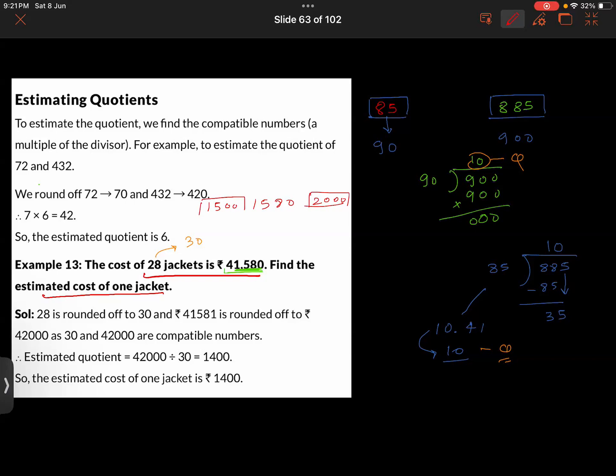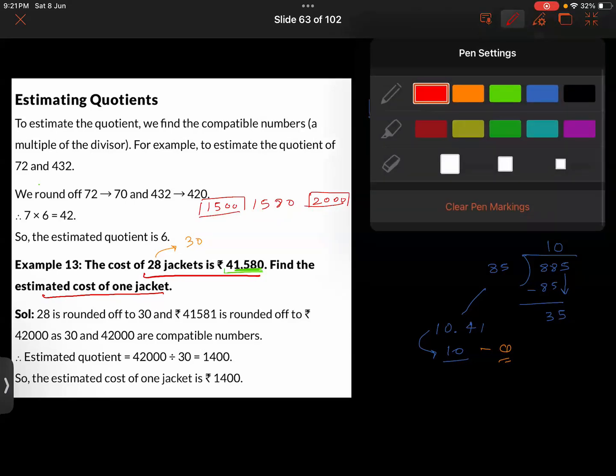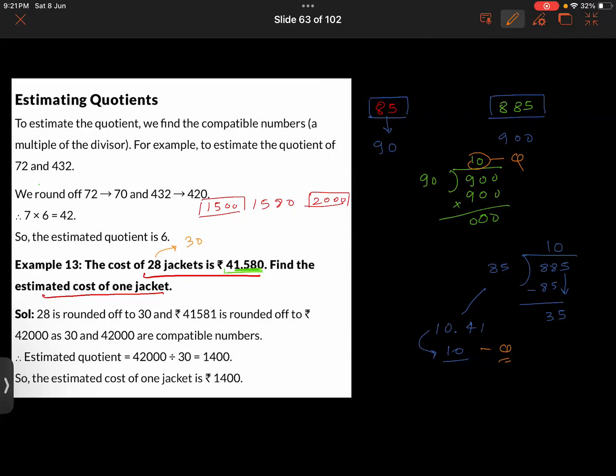Now it is lying between these two numbers. To which number is it closer, 2,000 or 1,500? 2,000, yes. So that is rounded off to 2,000. So the number 41,580 becomes 42,000. Are you getting it? Then it becomes simple. You simply estimate it and divide, and upon division the quotient will be 1,400. Okay, do some more questions.